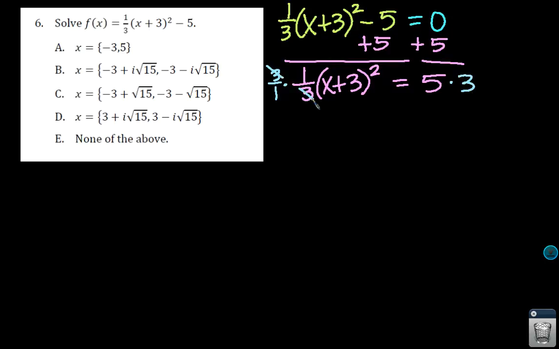3 over 3 cancels to 1. 1 over 1 is 1, and 1 times the square of x plus 3 is the square of x plus 3 equals 15.